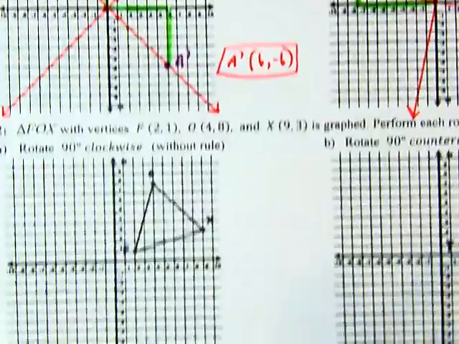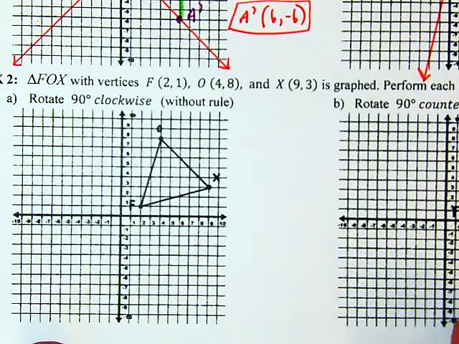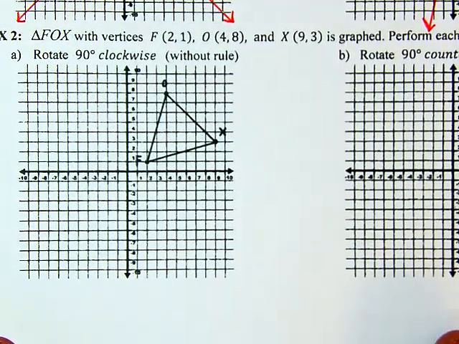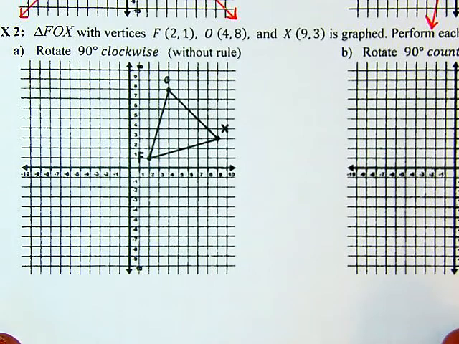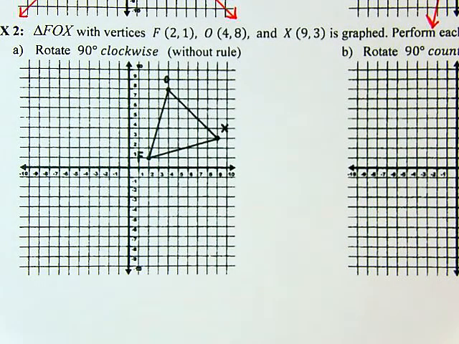Okay, next up, here I have triangle FOX. So I've already plotted it for you as a little time saver. And I'm saying let's rotate clockwise without the rule. Well, I haven't shown you a rule yet, so this is the only way you probably know how to do it right at this point. So without a rule, let's use that little arm that I've been building.